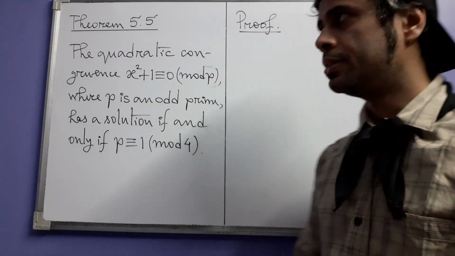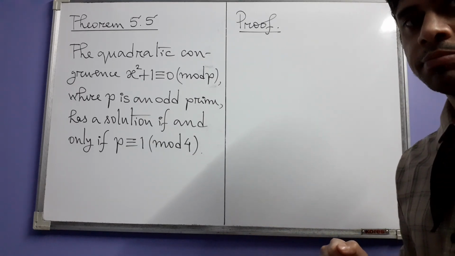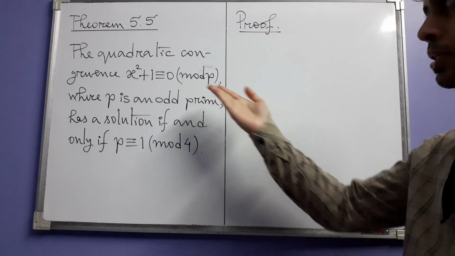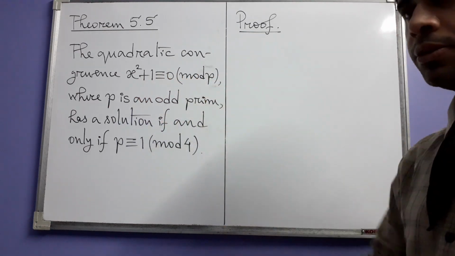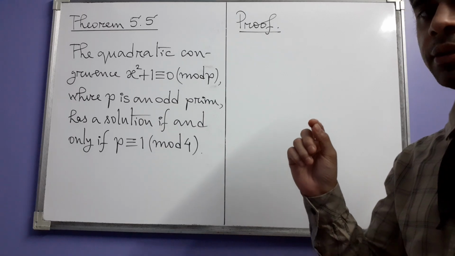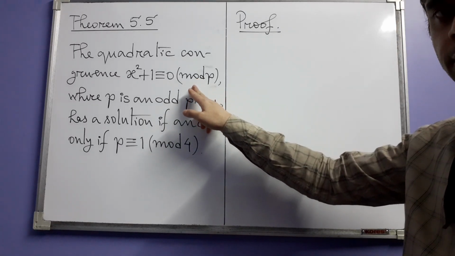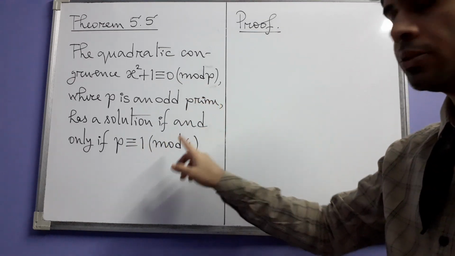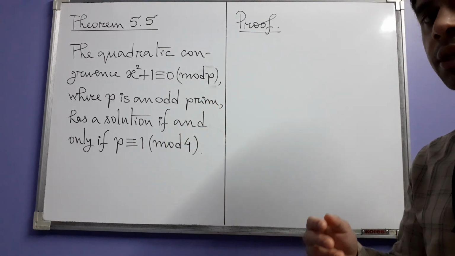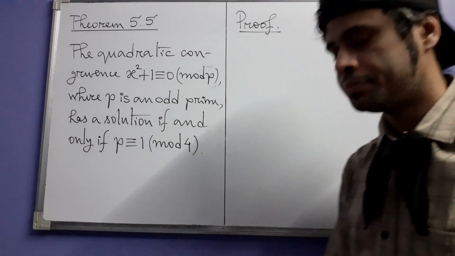Let us next see this theorem. This is going to be an application of Wilson's theorem, and it's about the solvability of this quadratic congruence x square plus 1 congruent to 0 modulo p, where p is an odd prime. And the claim is that it is solvable, it has a solution if and only if p is congruent to 1 modulo 4. In other words, if you divide p by 4, then you get the remainder 1.